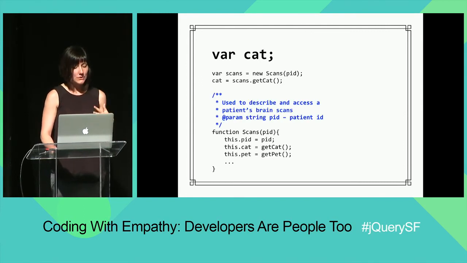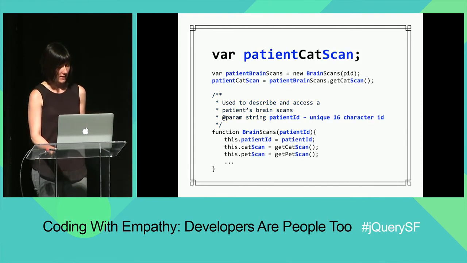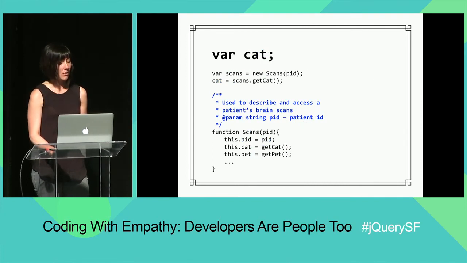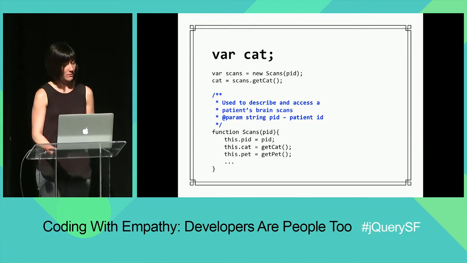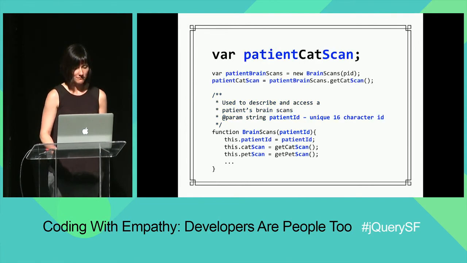Used to describe and access a patient's brain scans. Okay, that makes sense. Scans objects now represent brain scans, and the PID is now clearly a patient ID. But we still have this nebulous variable cat floating around, and we have the scans object, which could conflict if we had any other kind of medical scans. So let's see if we can clarify on some of these points.